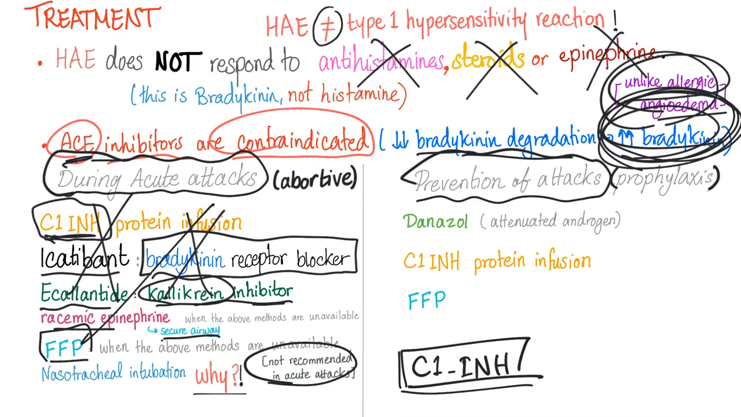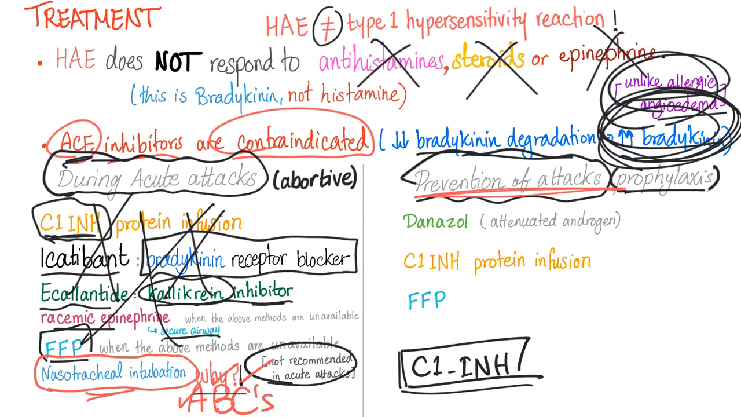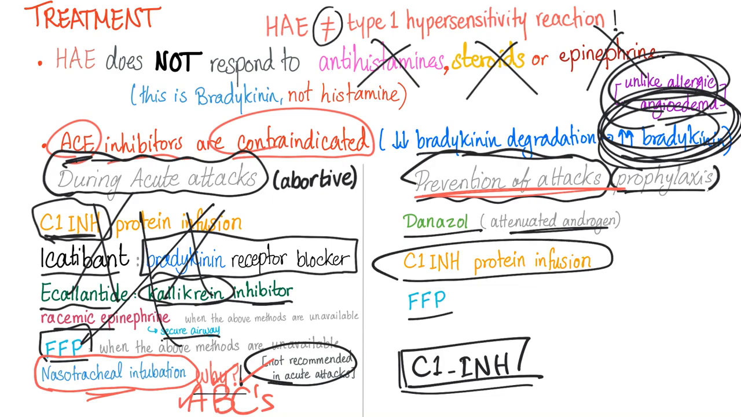And of course, if none of these are available and you have a patient at risk of asphyxiation and blockage of the upper airway, of course, intubate. Nasotracheal intubation. Remember your ABCs first. Airway, breathing, circulation before anything else. Prevention of future attacks, also known as prophylactic therapy. We have danazol, which is attenuated androgen. Again, you can give the C1 inhibitor protein and you can use fresh frozen plasma. Fresh frozen plasma is actually very good for prophylaxis, but not so good during the acute attack.